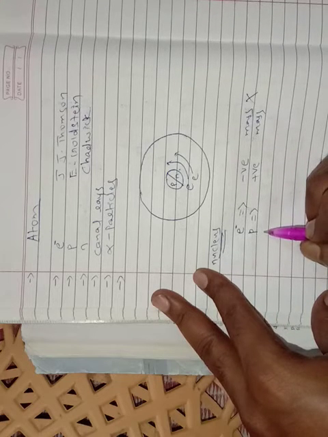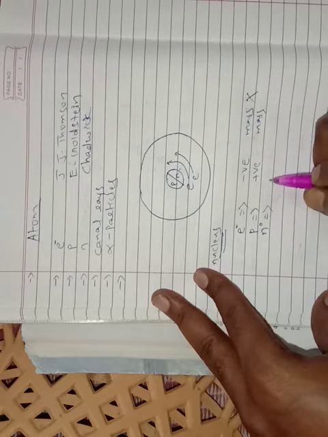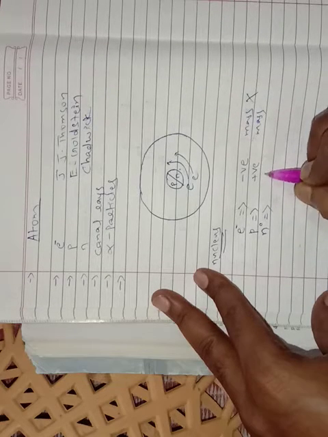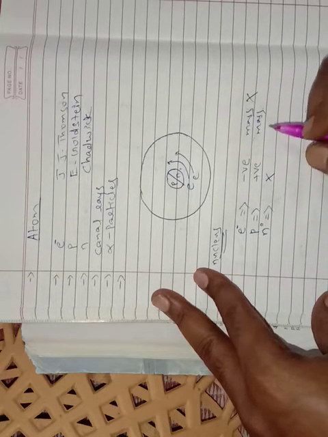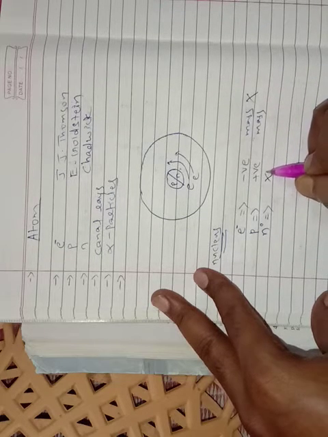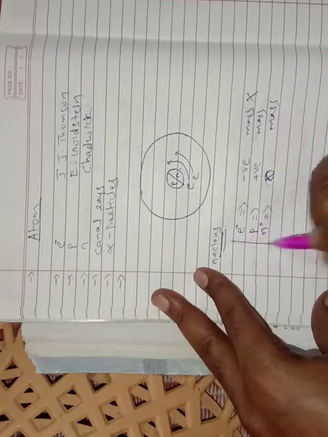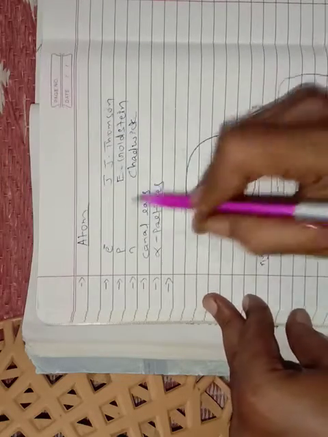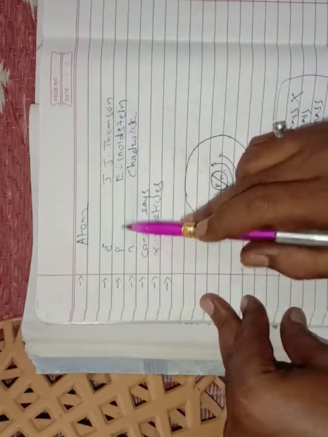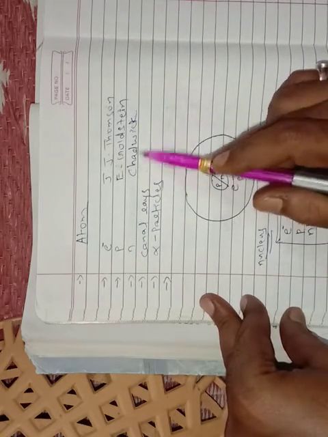Now neutron doesn't have any charge. Zero charge, no positive, no negative. They have zero charge, but they have a mass. So electron was discovered by J.J. Thomson, proton discovered by E. Goldstein, and the neutron discovered by C. Chadwick.